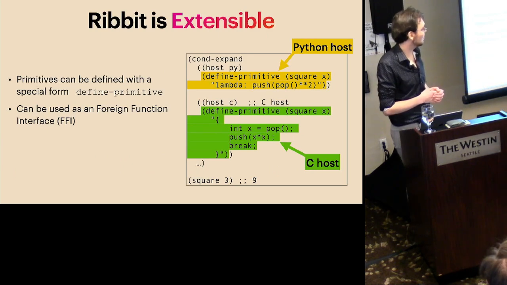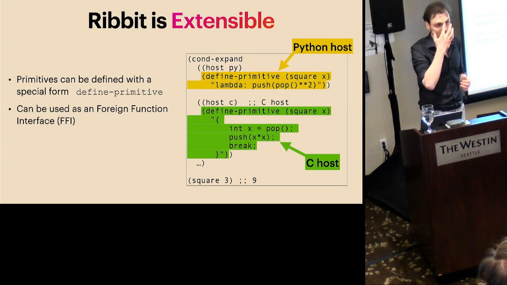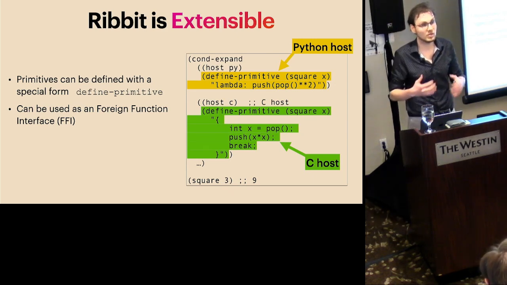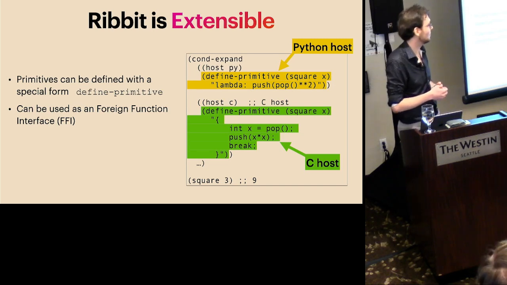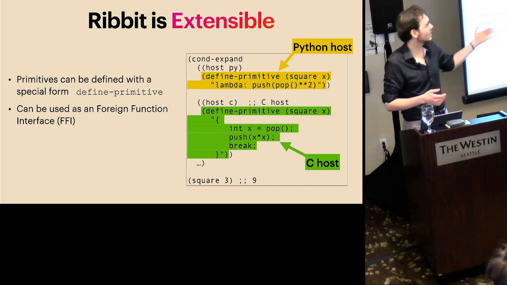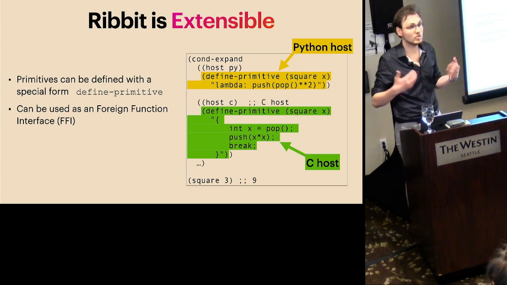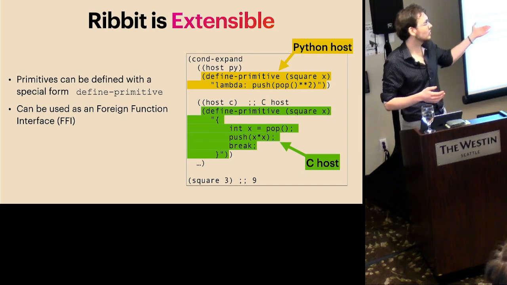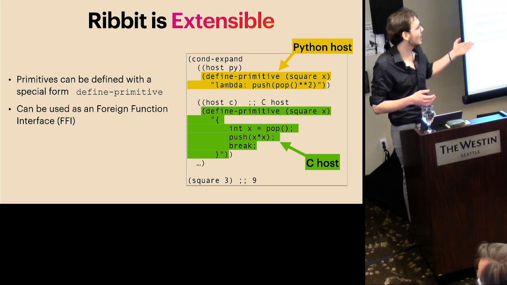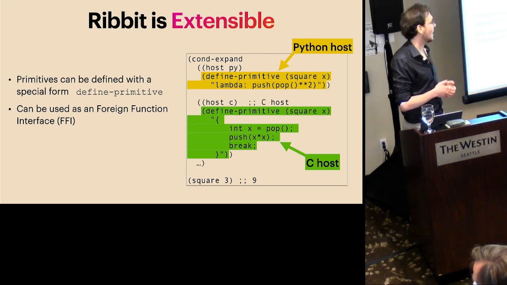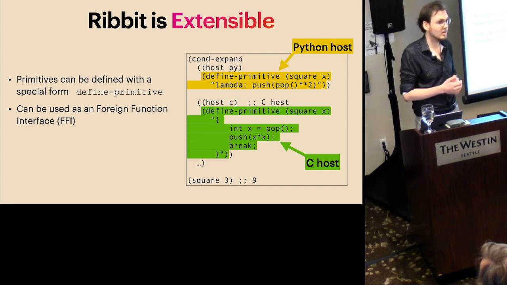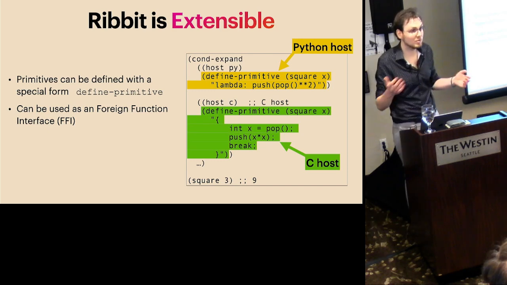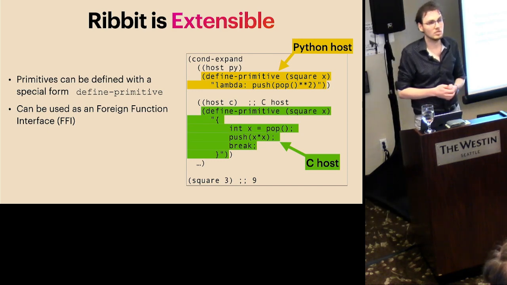Ribbit is extensible. We added a new construct that we call define-primitive that lets the user write new primitives directly inside their Scheme code. As we can see here, if we want to define the square primitive that will just square a number, you can use define-primitive to define it in Python and in C. This can serve as a simple FFI. Note also that you could use define-primitive to call, for example, libraries in Python or things like that to interface with them.